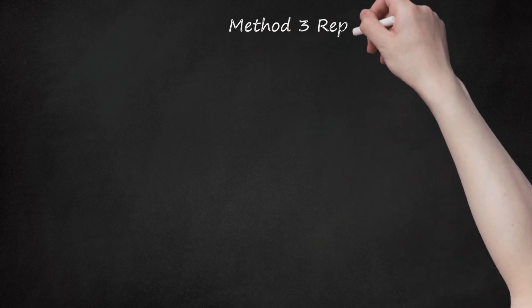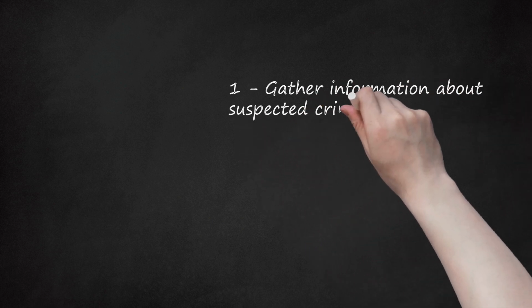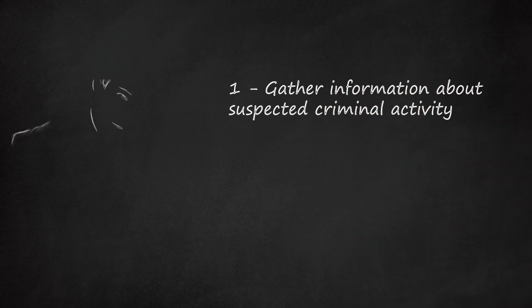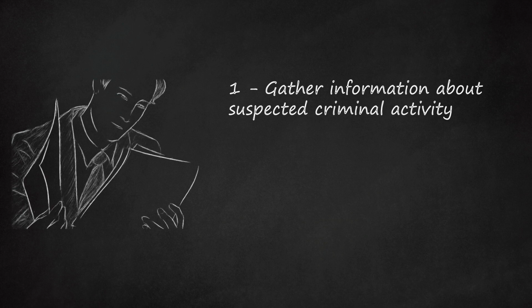Method 3: Reporting locally. 1. Gather information about suspected criminal activity. Just as with anyone else, your state and local law enforcement agencies will take tips on suspected criminal activity committed by illegal immigrants. Keep in mind that local police do not have jurisdiction to simply arrest someone for being in the country illegally, because local police departments do not enforce federal immigration laws.